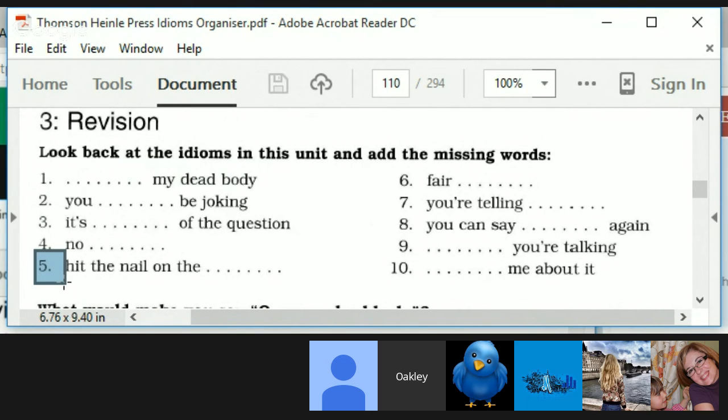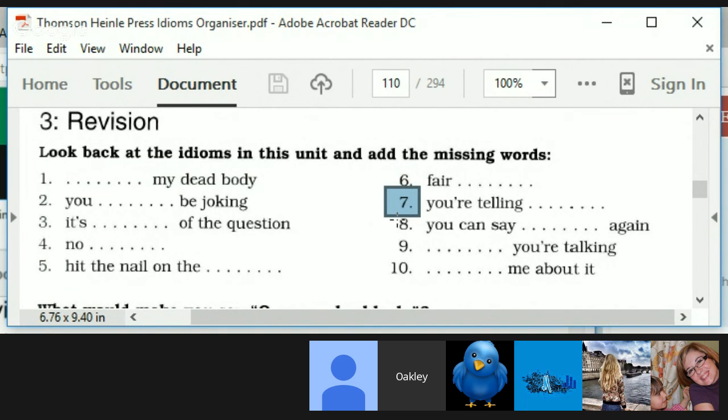Anna, number 5. Hit the nail on the head. Perfect. Okay. It means coming to exactly the same conclusion that I agree with, usually answering the question why something happened. All right. Number 6, Mustafa. Fair enough. Fair enough. Good enough answer.